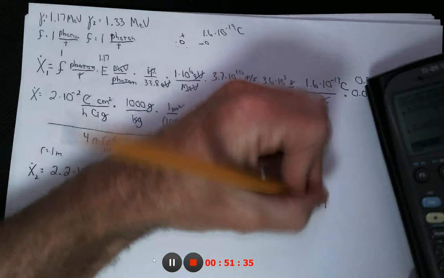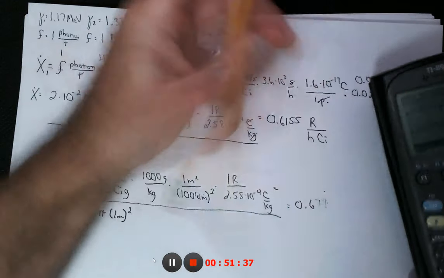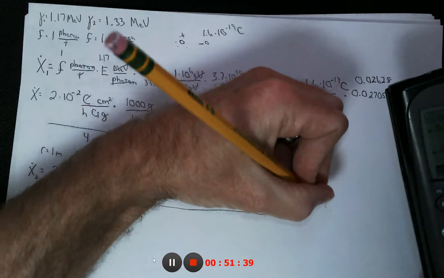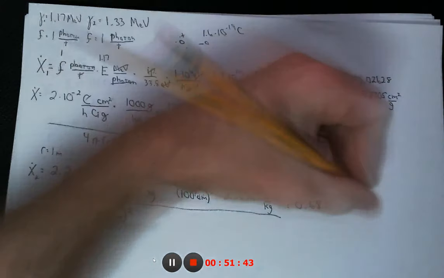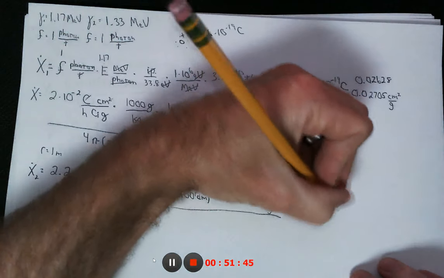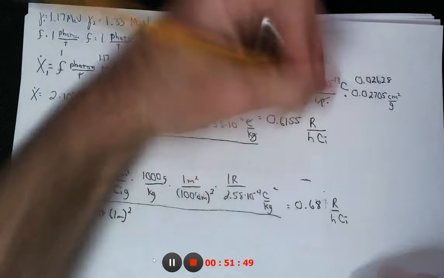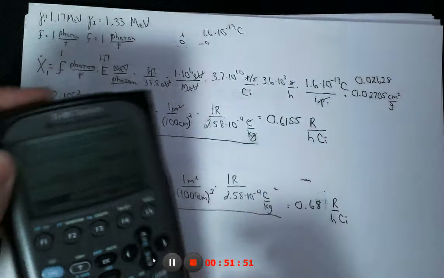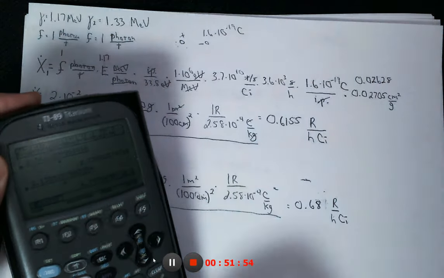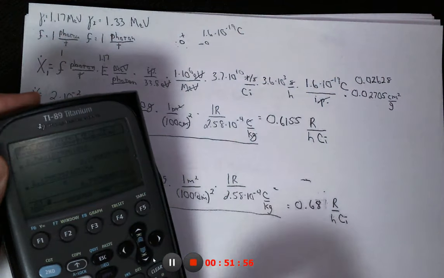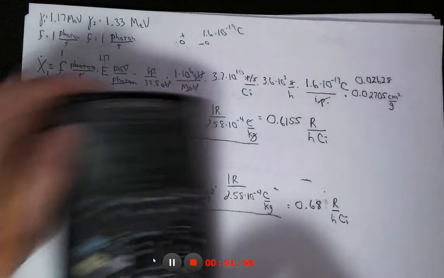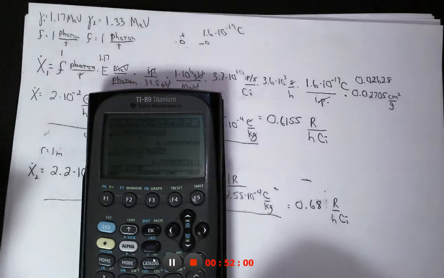We could just do 0.68. How about that? 0.68. Those numbers are high enough that we can round that way. Rankins per hour per curie. And then you would just add these two together. So 0.68 plus 0.6155.